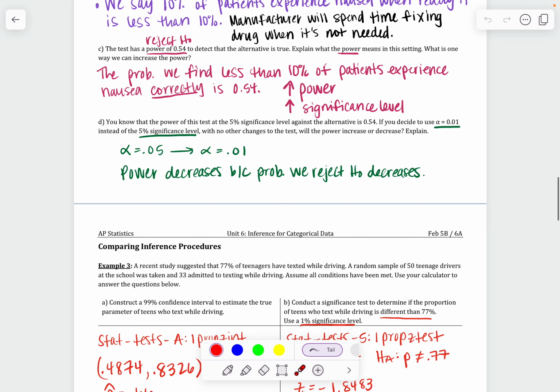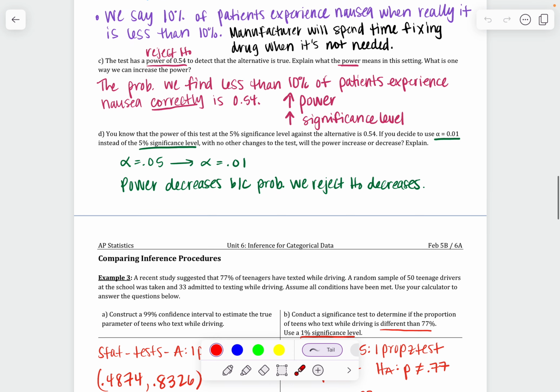Now, for part C and part D, the test has a power of 0.54. Again, that's a value that they're going to give you. And power is correctly rejecting the null to detect that the alternative is true. Explain what the power means in this setting. What is one way we can increase the power? So in this case, correctly rejecting the null, the probability we find that less than 10% of patients experience nausea correctly is 0.54. So basically the probability of us taking on the alternative and saying that the null is not true. And one way to increase power, which we mentioned earlier, was by increasing significance level.